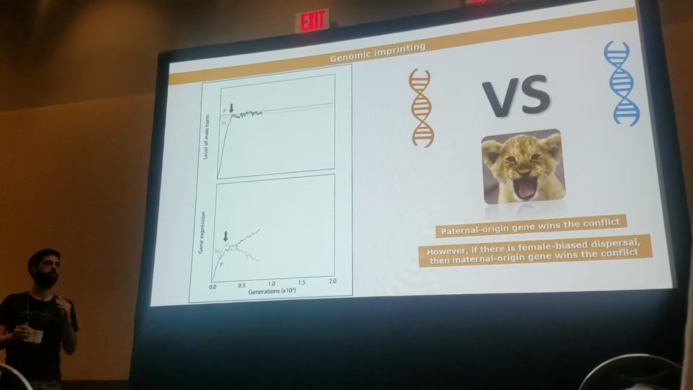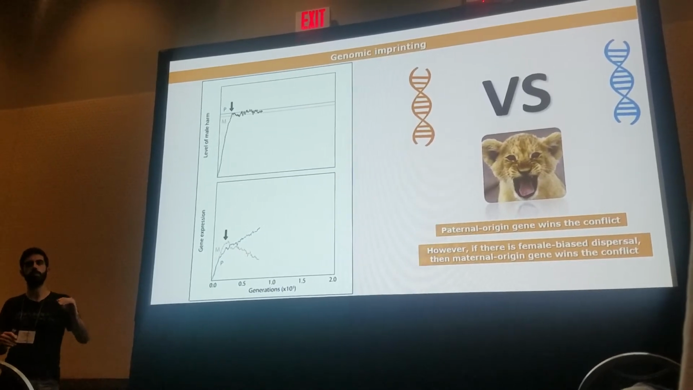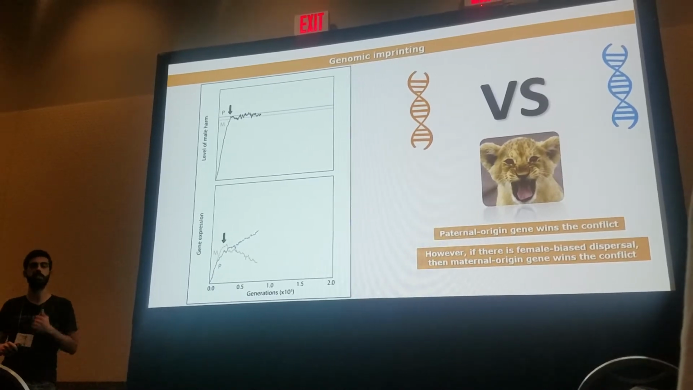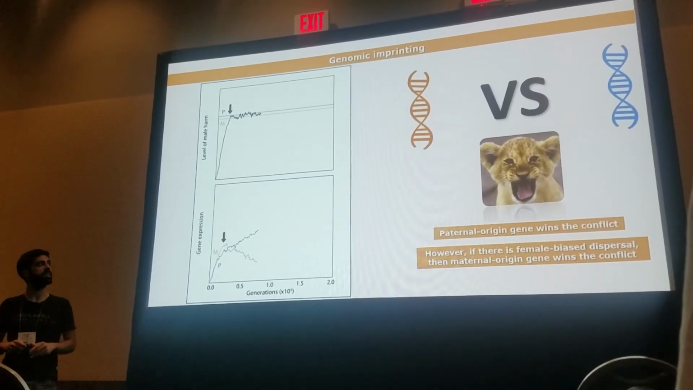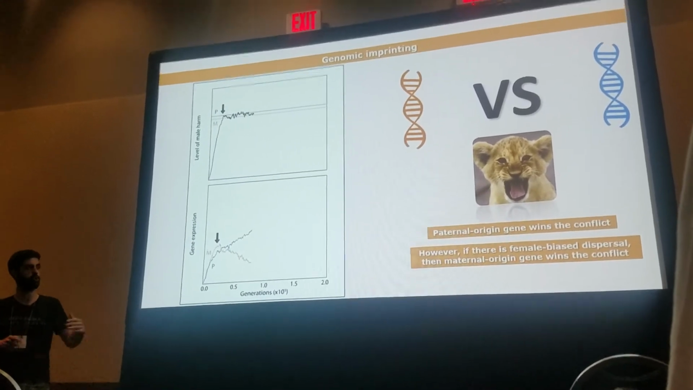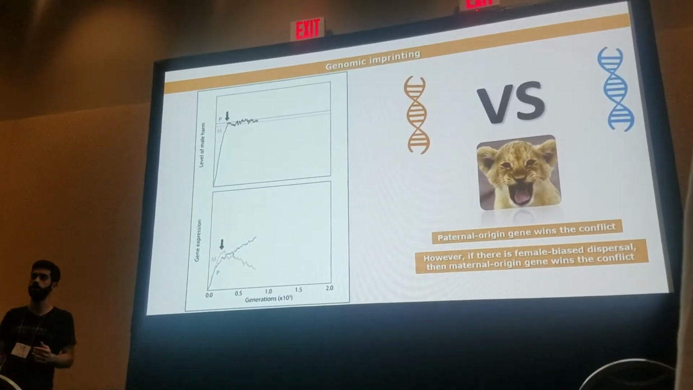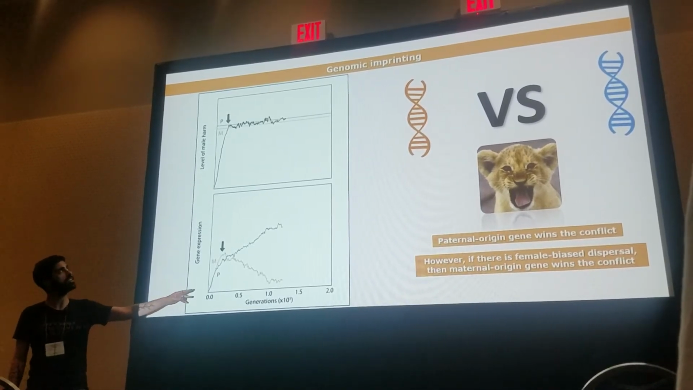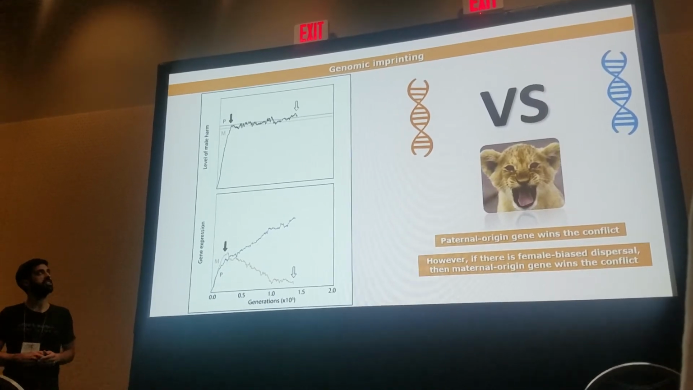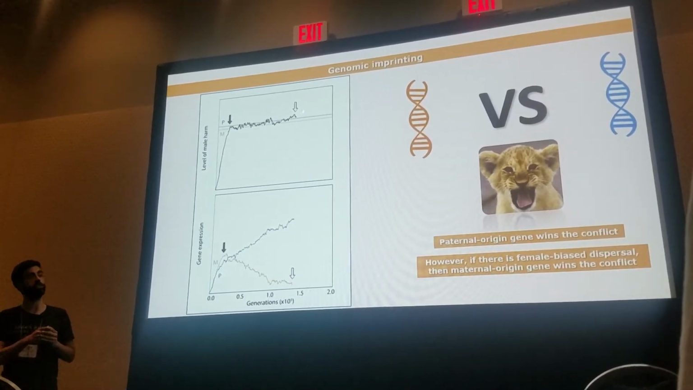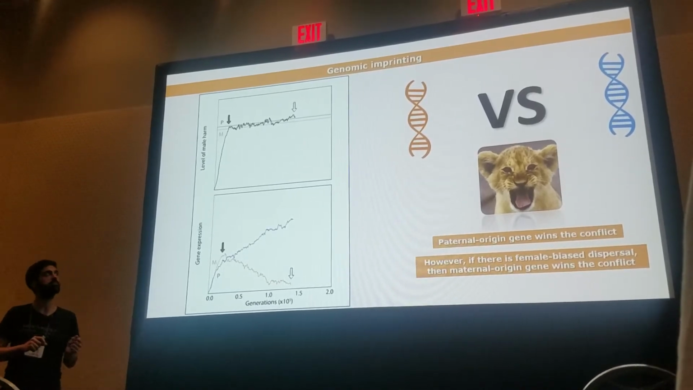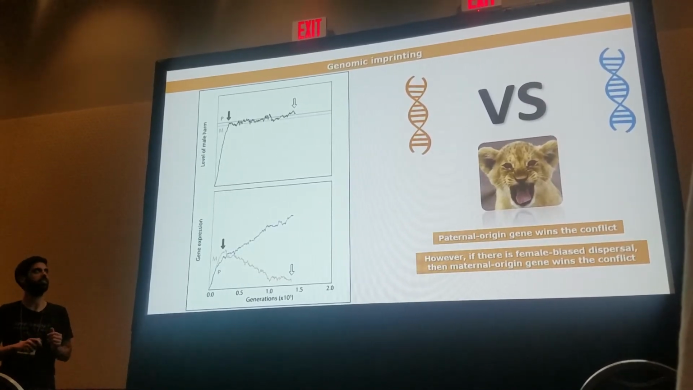And this means that for the maternal origin gene to keep the level of male harm at that specific level, they need to do the opposite of what the paternal origin genes are doing. And this goes on, so they start to decrease their genetic expression to counteract what the paternal origin genes are doing. And this goes on until we get to a point where the gene is basically silent. At this point, the paternal origin gene wins the conflict, and it's free to set the optimal level of male harm.